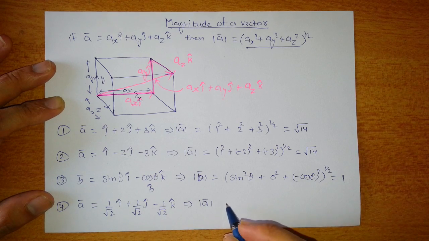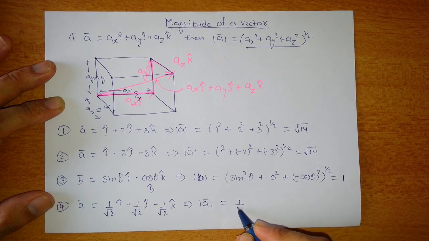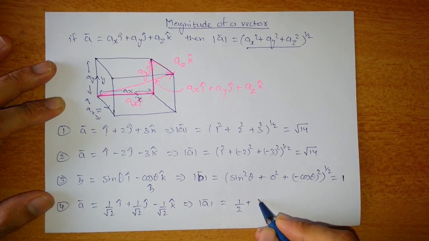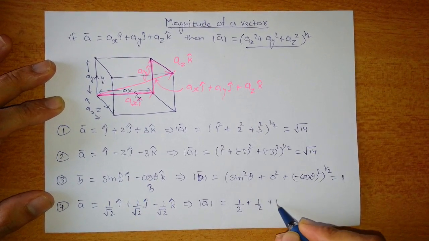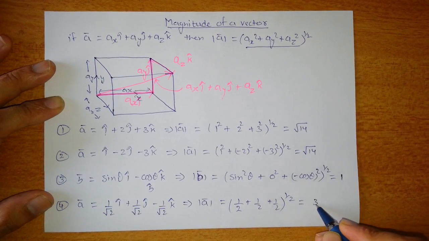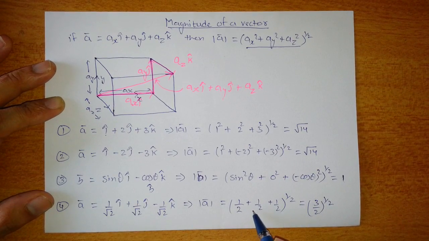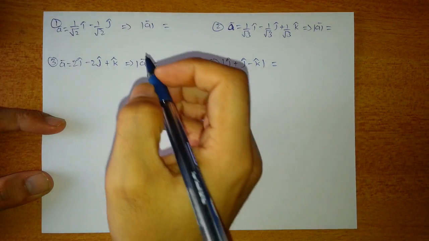So what about vector A? The magnitude of this is 1 by root 2 square, which is 1 by 2, plus 1 by 2, plus 1 by 2, whole root. We are getting 3 by 2 and root of that. So in this way we can find the magnitude of vectors. Let's take a few more examples.